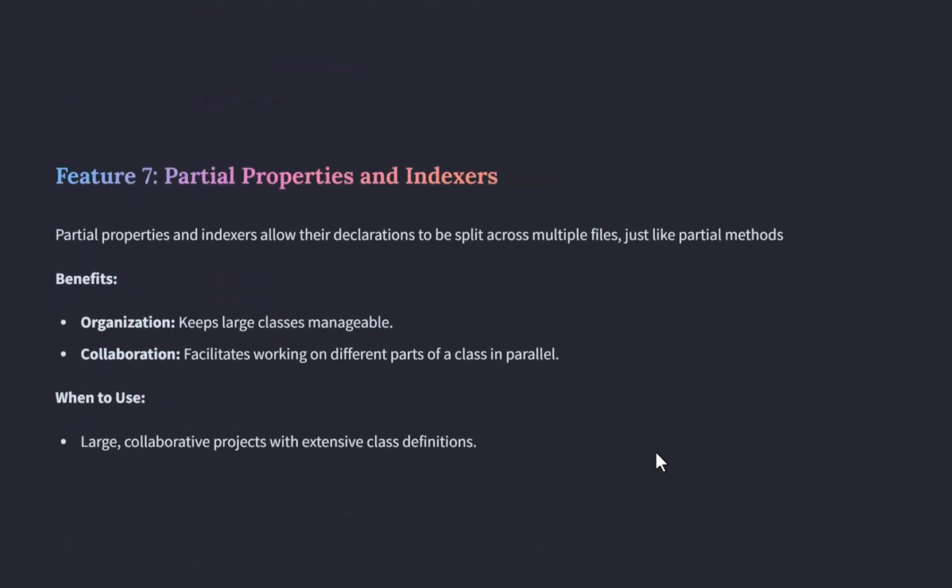Let's move to the next one, feature number 7, partial properties and indexers. That one is going to solve something: previously, properties and indexers couldn't be split across files, making a large code base harder to maintain. But right now, with partial properties and indexers, you can declare properties and indexers as partial, improving code organization and facilitating working with large code bases or auto-generated code.